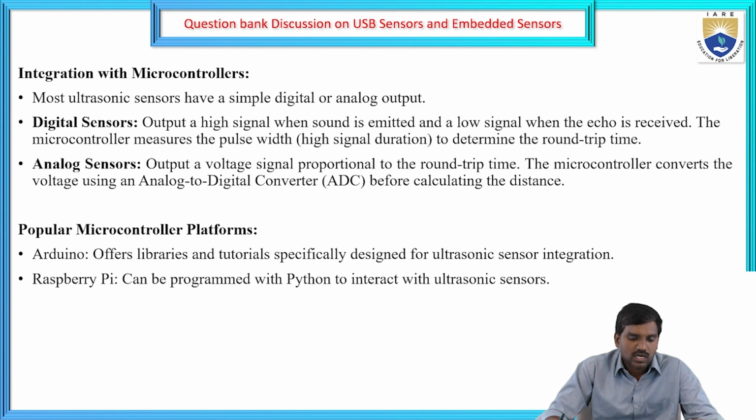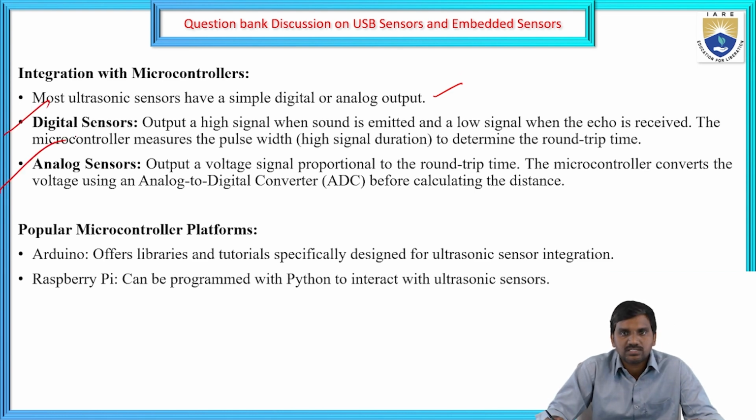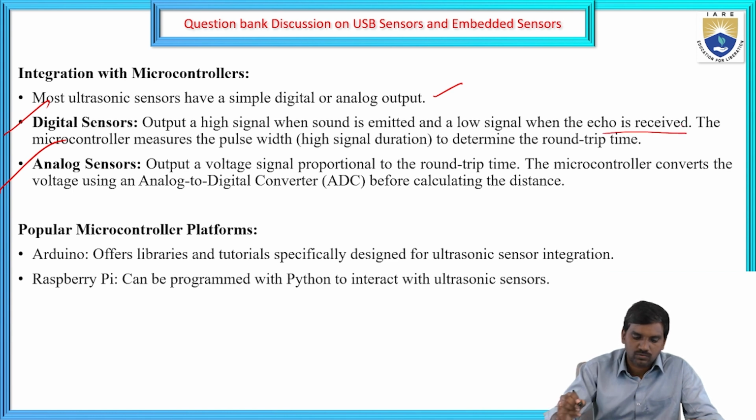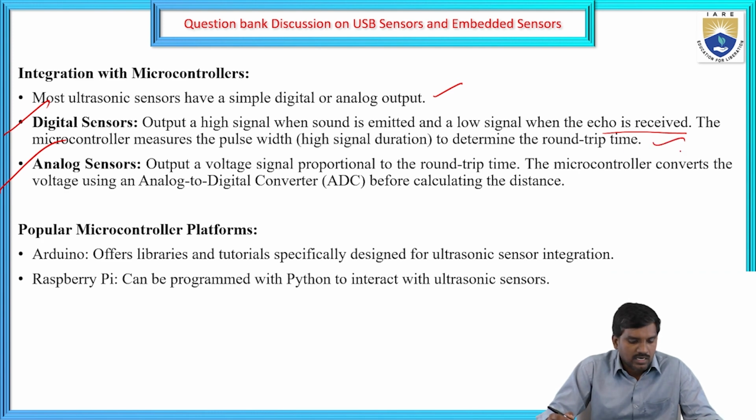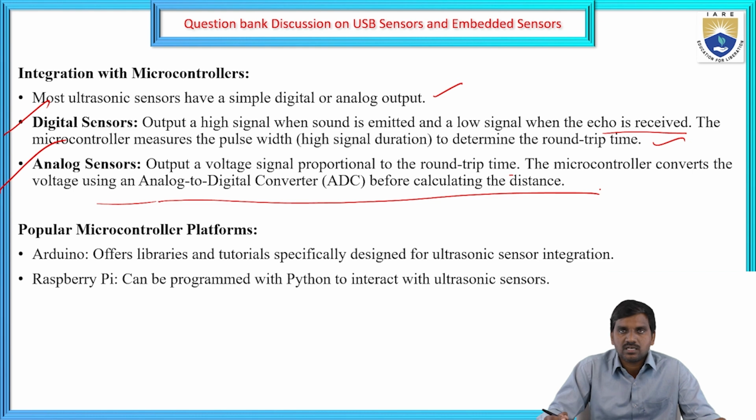Most ultrasonic sensors have a single simple digital or analog output. A digital sensor's output is a high signal when sound is emitted, and a low signal when the echo is received. So the microcontroller measures the pulse width to determine the round trip time. For an analog sensor, the output is a voltage signal proportional to the round trip time. The microcontroller converts the voltage using the analog to digital converter before calculating the time.